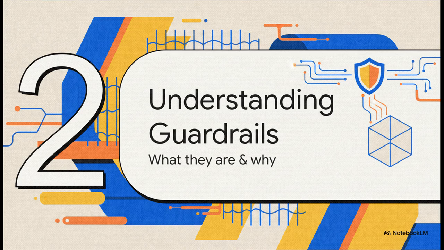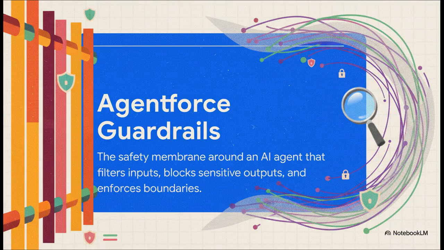So, if AI is naturally unpredictable, how in the world do we keep it safe? Well, that is where guardrails come in. You can think of them as the essential safety net for your AI. To put it simply, Agentforce Guardrails are like a safety membrane. They sit right between the AI and the user, and they have a few really important jobs: filtering weird inputs, blocking sensitive information from getting out, and just generally enforcing the boundaries you've set.